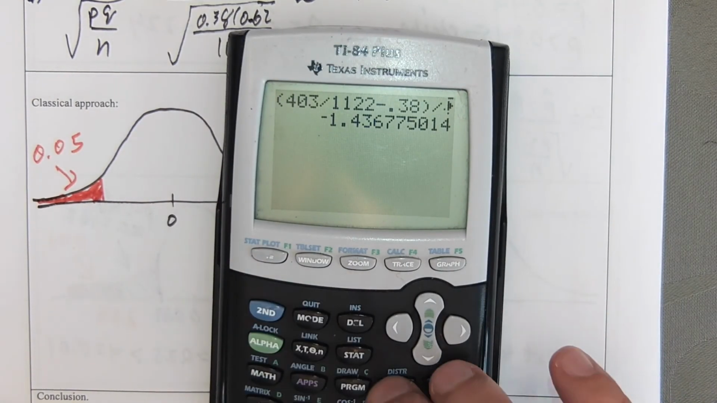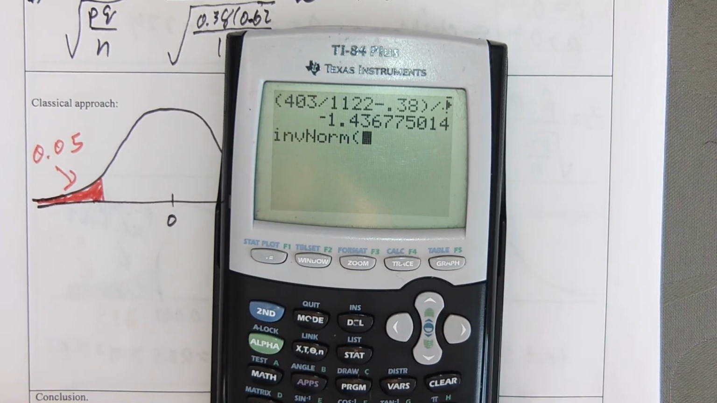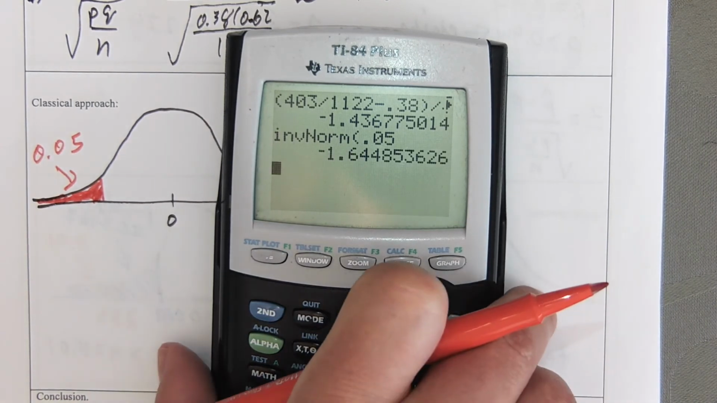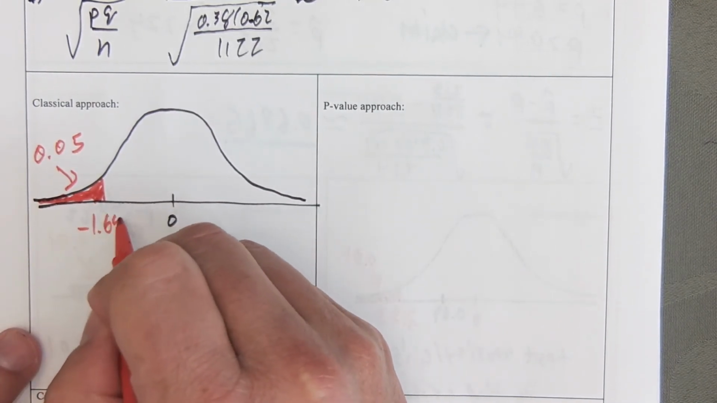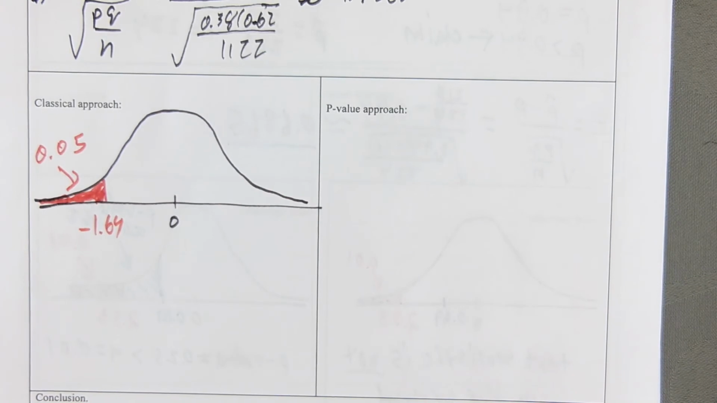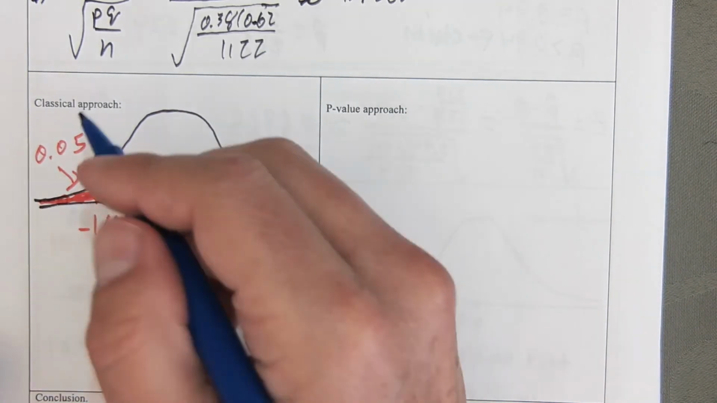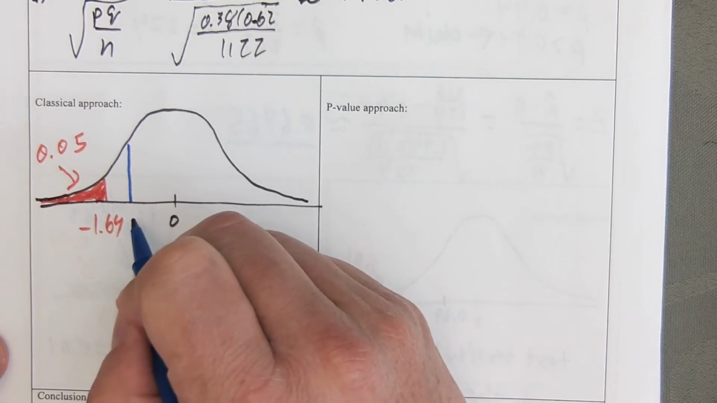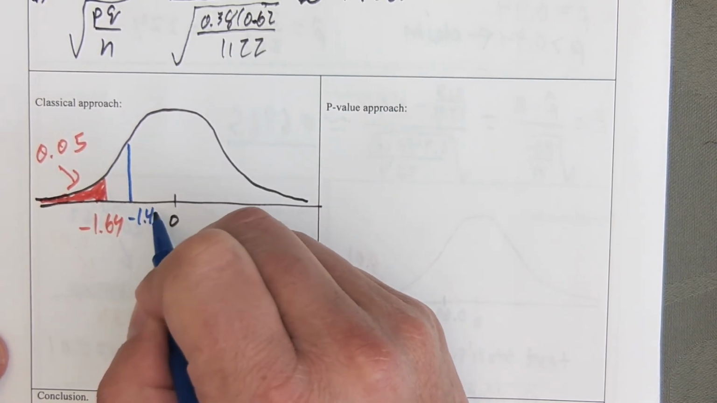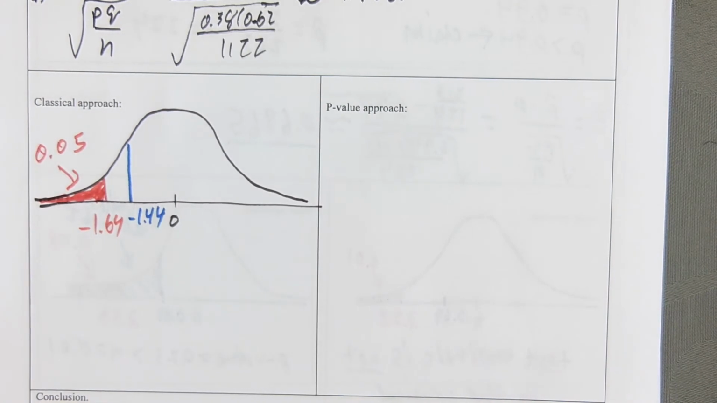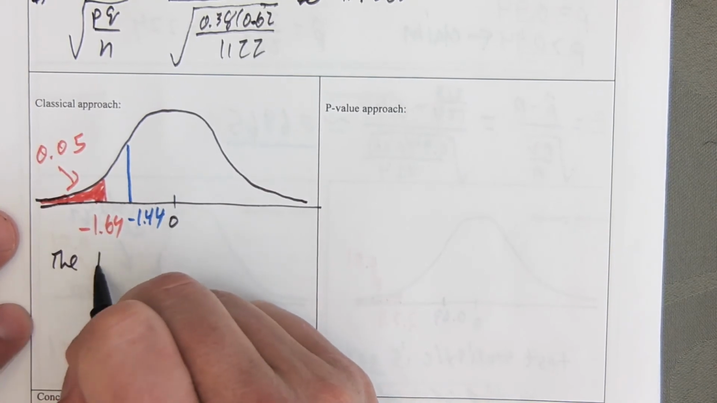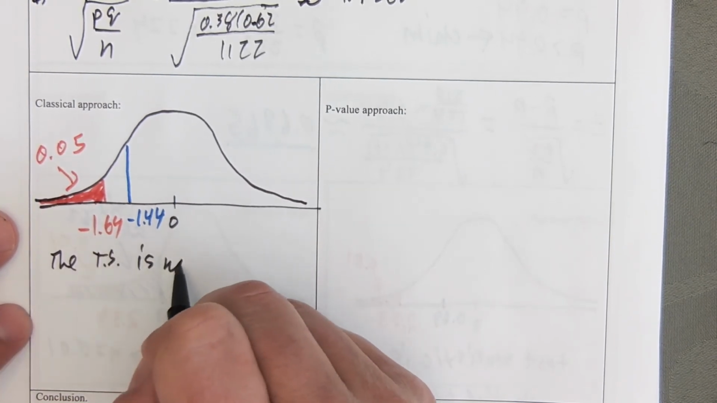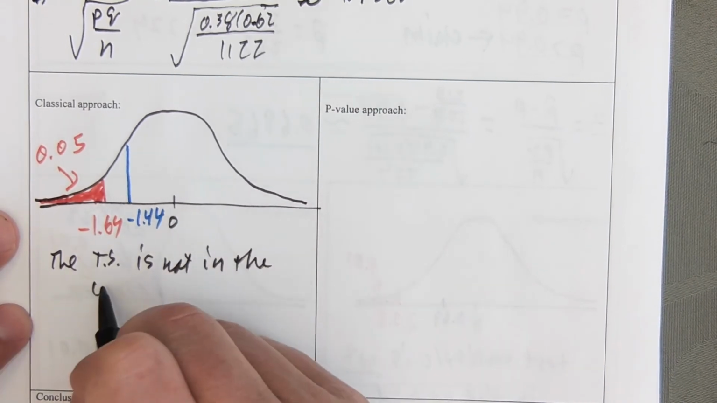And I will do inverse norm. And remember, inverse norm is area to the left, so 0.05, nice and easy. Negative 1.64. However, our test statistic is out here at negative 1.44, we'll say. So we can clearly see that the test statistic is not in the critical region.